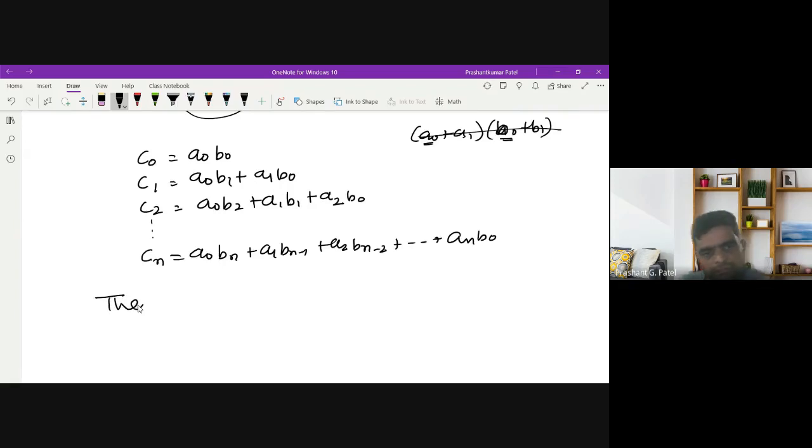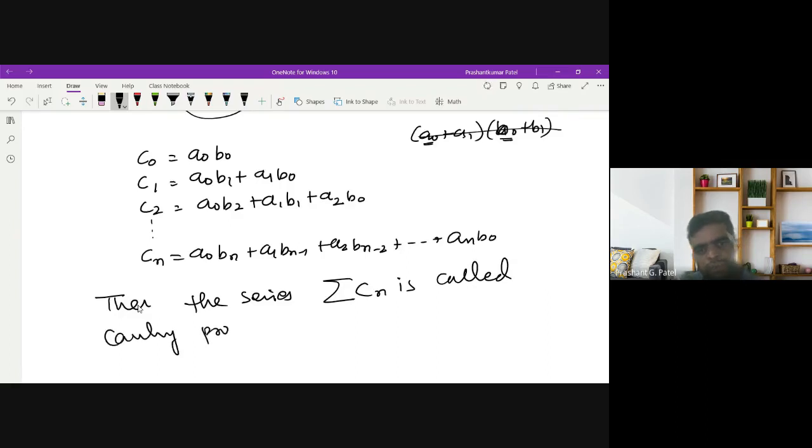Then the series summation of Cn is called the Cauchy product of summation of An and summation of Bn. So this is known as the Cauchy product of An and Bn, summation of Cn.